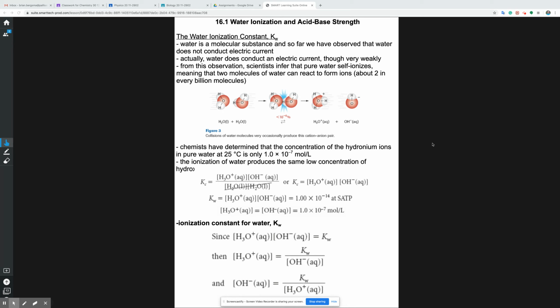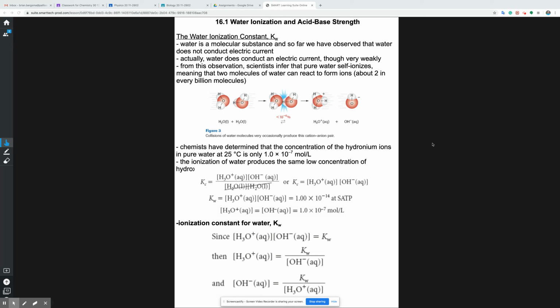And so if we look at our equilibrium constant for this reaction here, we have hydronium and hydroxide. Okay, remember water, because it's a liquid, doesn't have a concentration, so we just cancel that out. That's not part of our equation. So we get our equilibrium constant is equal to the concentration of hydronium times the concentration of hydroxide.